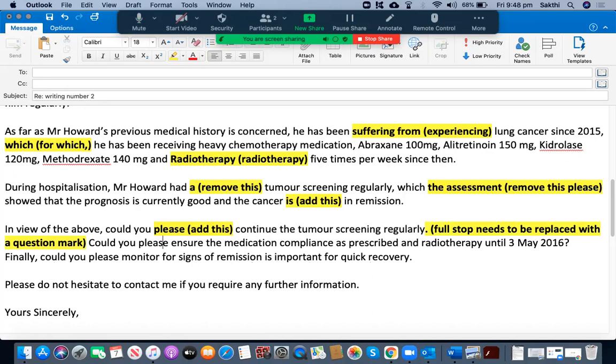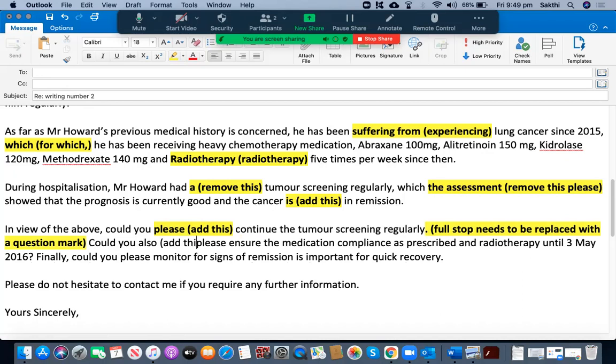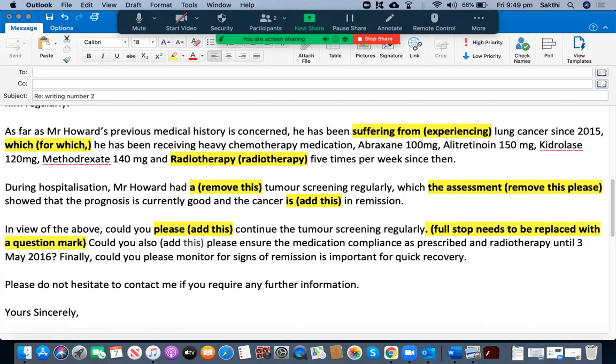Okay. Let's go to the next one. Could you please ensure the medication compliance as prescribed and radiotherapy until 3 May 2000? Could you also please, because this is an additional service, right? So you could have added this phrase: could you also please ensure the medication compliance as prescribed and radiotherapy until 3 May 2016?